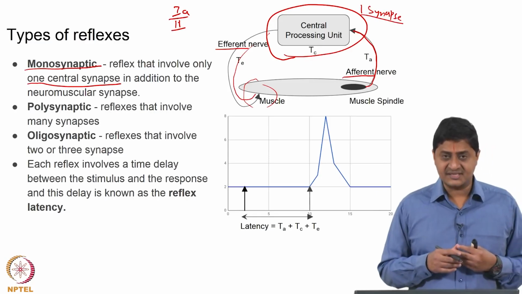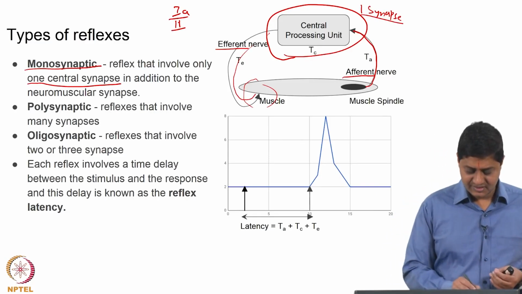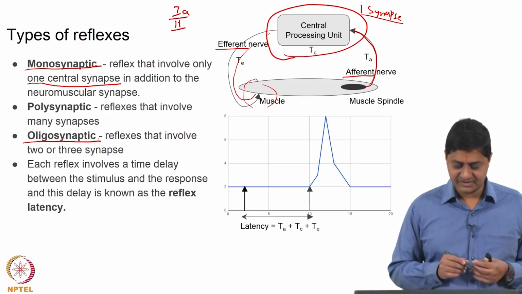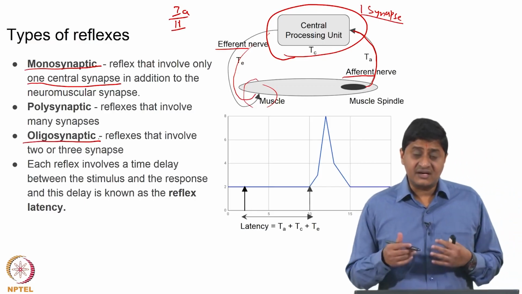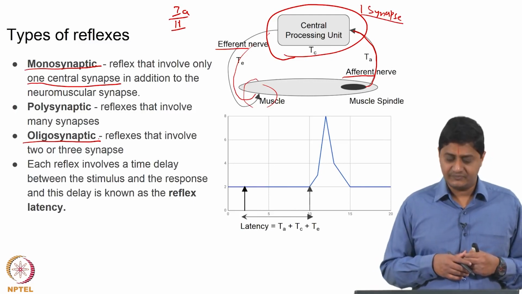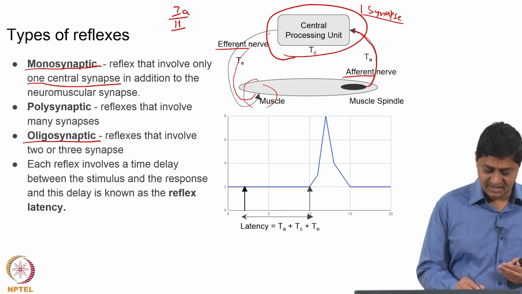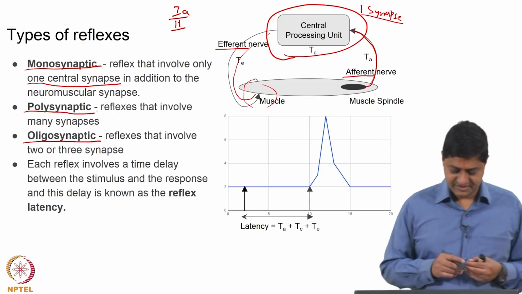Those cases in which there are either 2 or 3 synapses are called oligosynaptic reflexes, and there are reflexes that involve many synapses, more than 3, but can still be called reflexes. These are called polysynaptic reflexes.